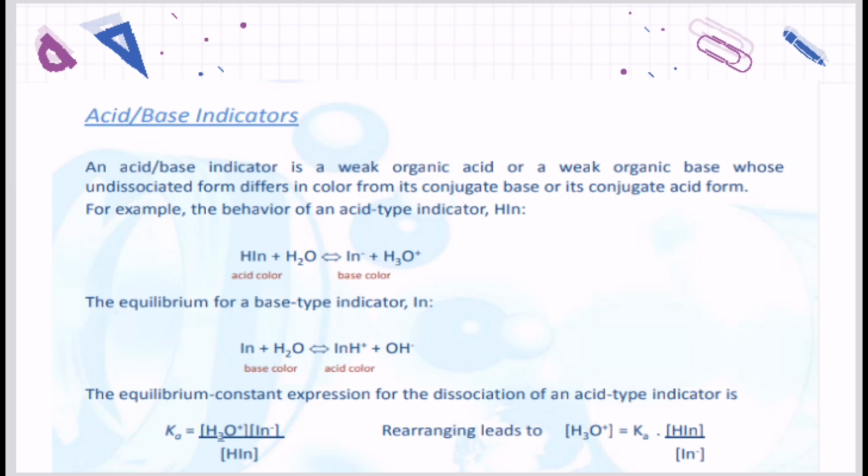Now, for acid-base indicators, an acid-base indicator is a weak organic acid or a weak organic base whose undissociated form differs in color from its conjugate base or conjugate acid form. The undissociated form of the indicator has a color different from the color of its ionized form. So these substances change their color according to variation of the pH, or the potential of hydrogen, of the medium.